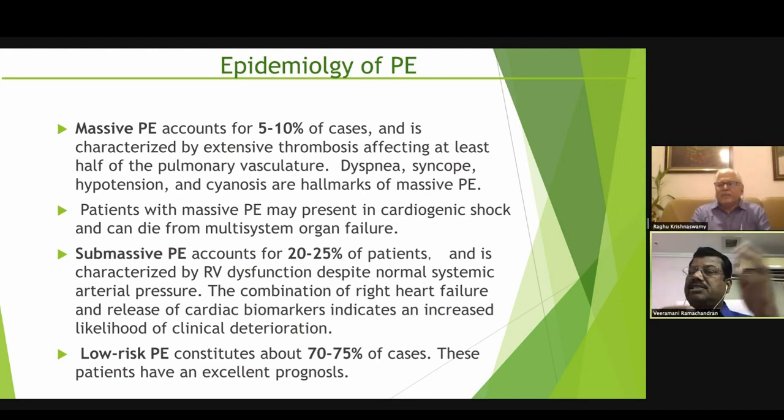Especially in emergency room settings, when the patient presents with acute chest pain and hypotension, what are all the things you will look for in the echo?